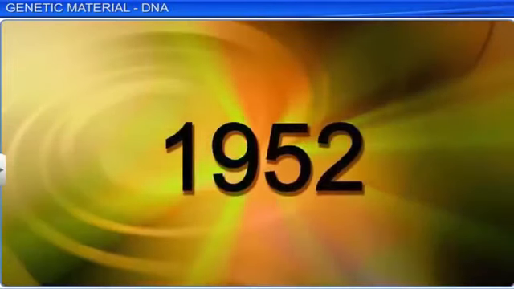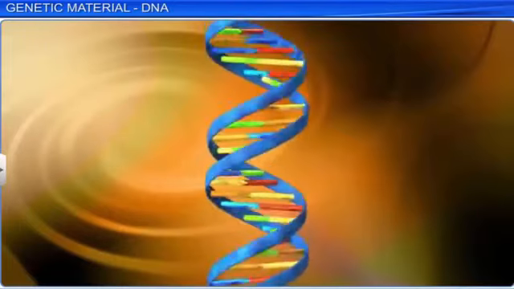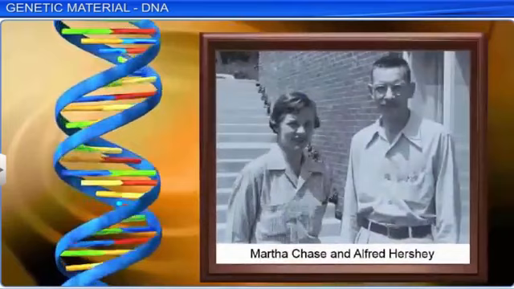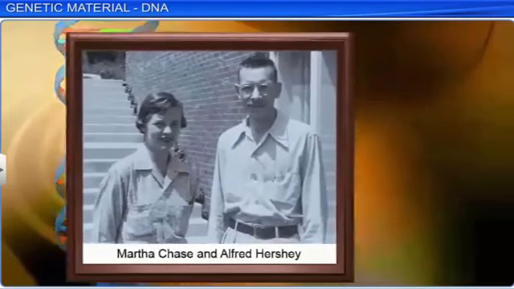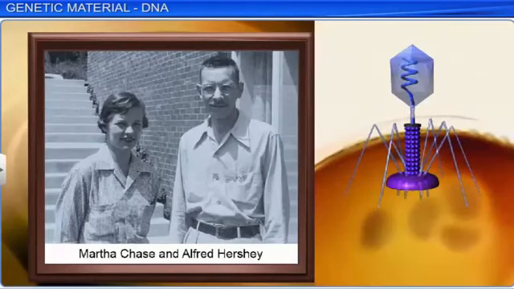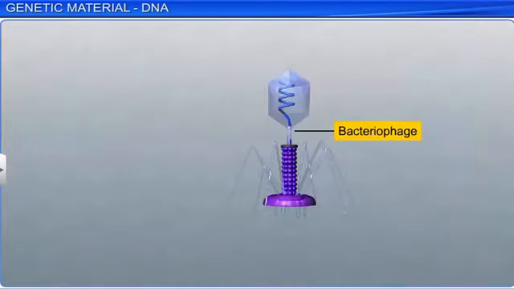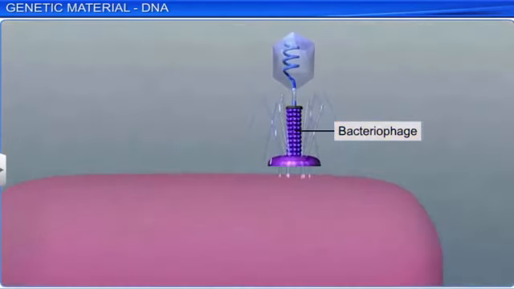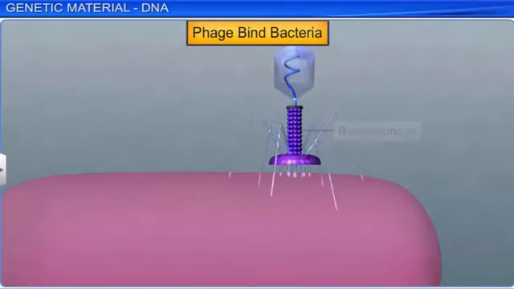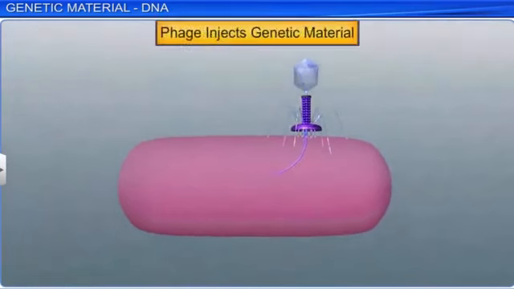8 years later, in 1952, the definitive evidence that DNA was a genetic material was provided by Alfred Hershey and Martha Chase. They conducted their experiments with viruses that attack bacteria, better known as bacteriophages. Bacteriophages attach to bacteria and implant their viral genetic material inside the bacterial cell. The bacteria treat this genetic material as their own and produce more of such virus particles.